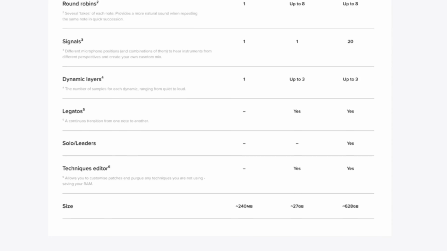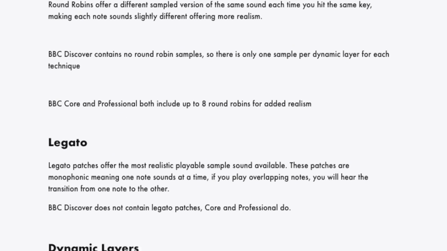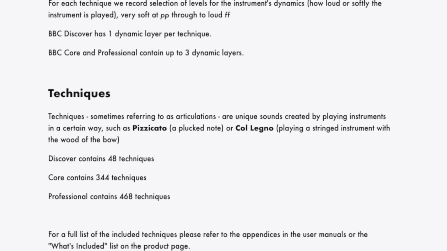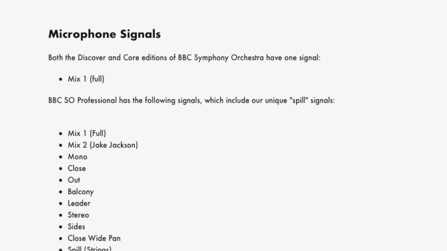If you love the BBC Symphony Orchestra Discover plugin as much as I do, you may eventually want more features on it. Well, that exists. There are two tiers higher than Discover, and that is Professional and Core, and each one has added features that let you truly unlock the full potential of this plugin.